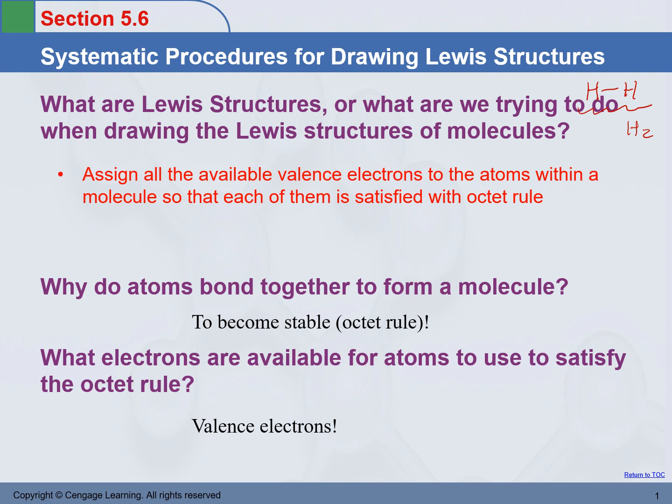Basically, when we are drawing a Lewis structure of a molecule, we are trying to assign all the available valence electrons to the atoms in the molecule so that each of the atoms is satisfied with the octet rule. All right, we are going to collect all the valence electrons available, give them to the atoms within the molecule in such a way that each of the atoms is going to be satisfied with the octet rule, 8. So that's our goal. Let's try to do that now.